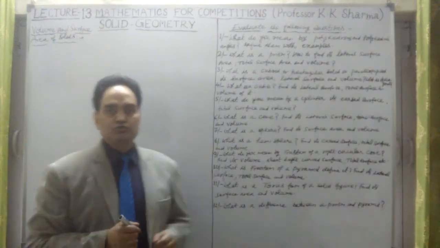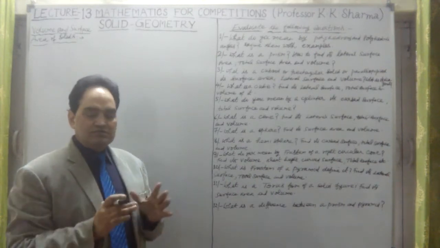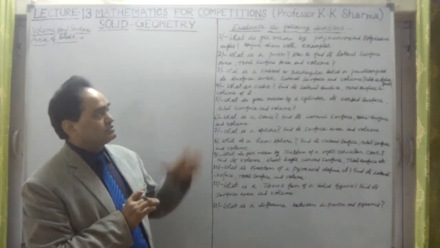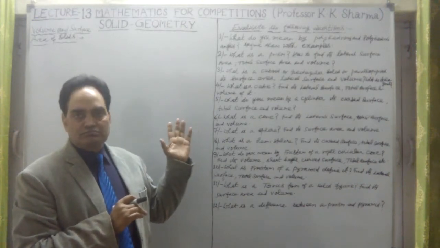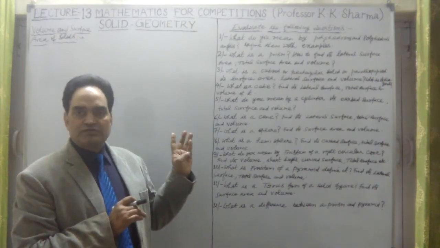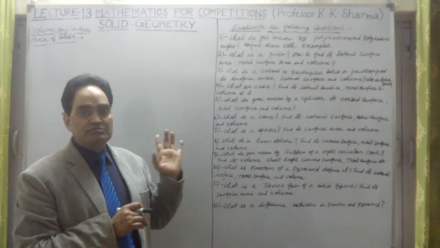Yes friends, so today I am taking solid geometry. In solid geometry I'll first discuss what a solid figure is. Solid means what? This is known as second mensuration in competitive examinations. First mensuration was simple geometry, two-dimensional geometry. Now we are taking three-dimensional geometry.